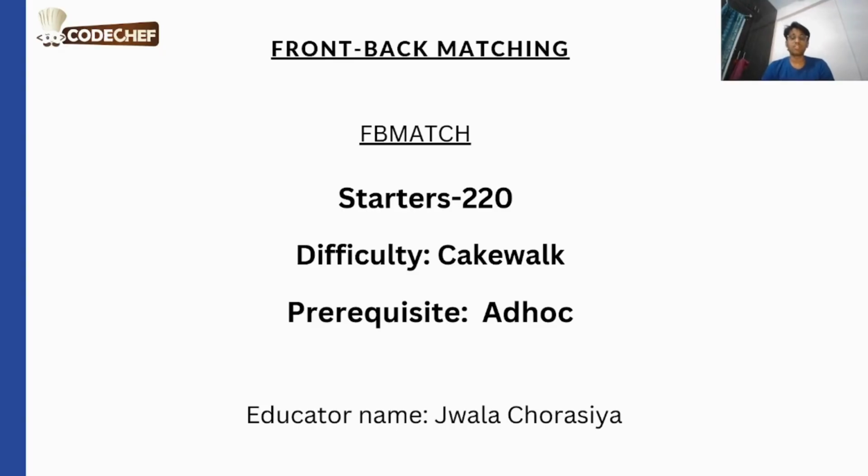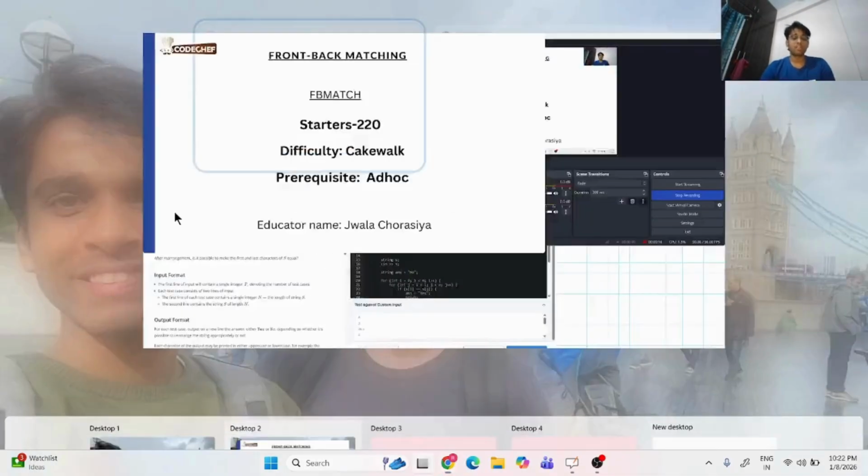Myself Jwala Chaurasi, and today we are going to solve the problem which came into Starters 220. The name of the problem is Front Back Matching and the problem code is FBMATCH. The difficulty rating of the problem is cakewalk and the prerequisite is ad hoc. Let's start with reading the problem statement.